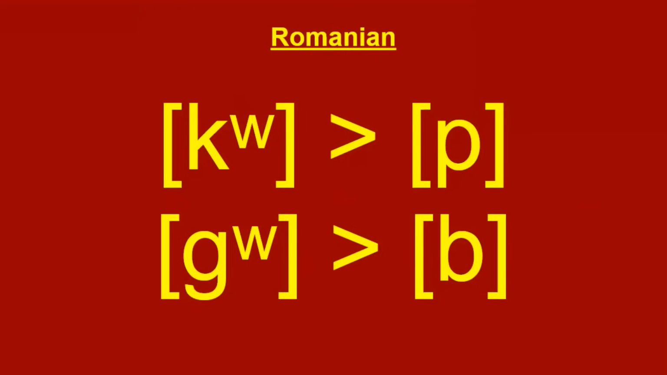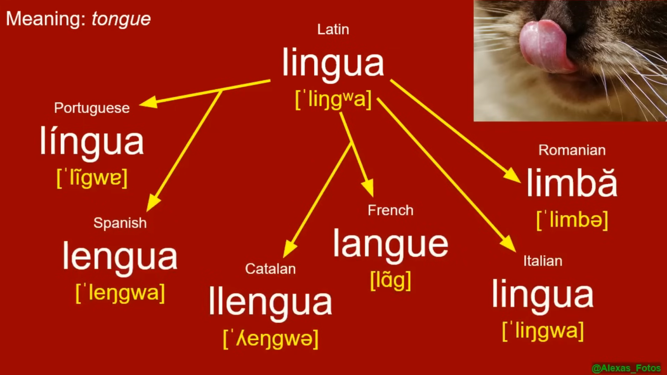Wait, what? Yeah, as it turns out, Romanian had a sound change where the labial aspect of qu and gu completely took over and they became p and b, at least around a. For an example with gu, there was Latin lingua, which became Italian lingua, Portuguese língua, Spanish lengua, Catalan llengua, French langue, and Romanian limbă.